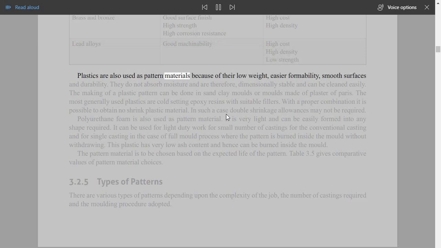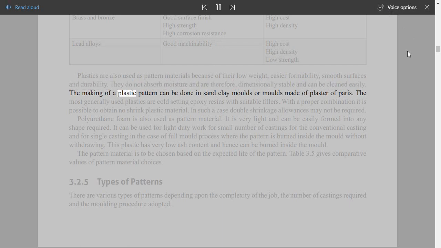Plastics are also used as pattern materials because of their low weight, easier formability, smooth surfaces, and durability. They do not absorb moisture and are therefore dimensionally stable and can be cleaned easily. The making of a plastic pattern can be done in sand clay molds or molds made of plaster of Paris. The most generally used plastics are cold-setting epoxy resins with suitable fillers. With a proper combination, it is possible to obtain no-shrink plastic material. In such a case, double shrinkage allowances may not be required.